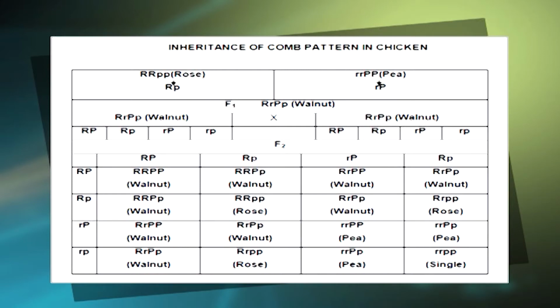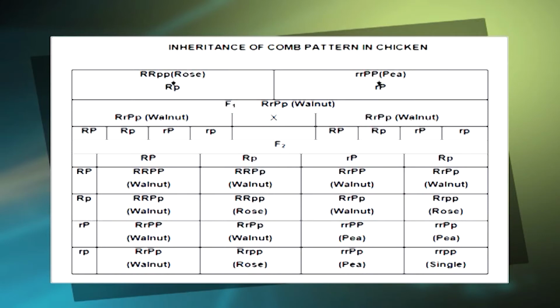In other words, a Rose comb has two possible gene combinations: capital R, capital R, small p, small p, or capital R, small r, small p, small p. When the Rose comb gene is absent and one copy of the P comb gene is present, the result is a P comb, which has one of two possible gene combinations: small r, small r, capital P, capital P, or small r, small r, capital P, small p. One copy of each gene is present in the chicken.